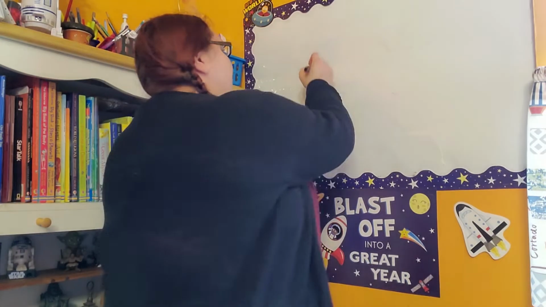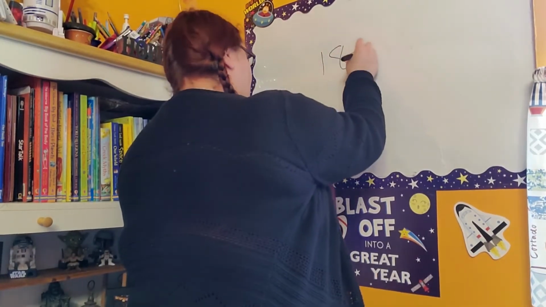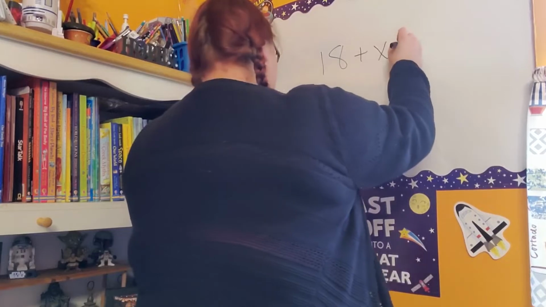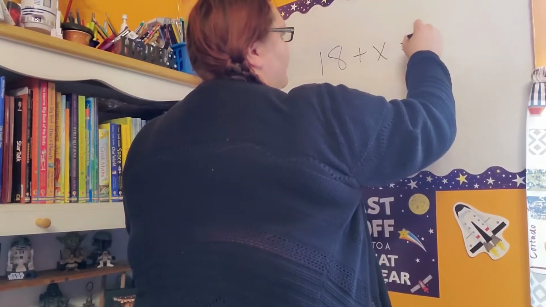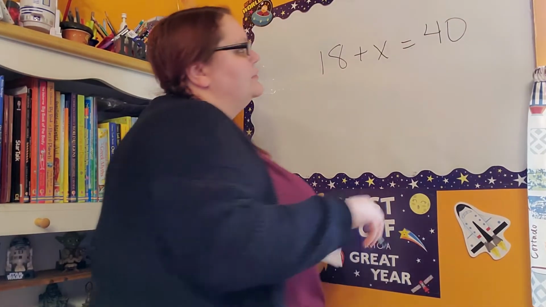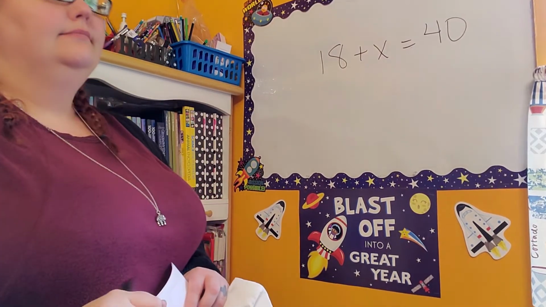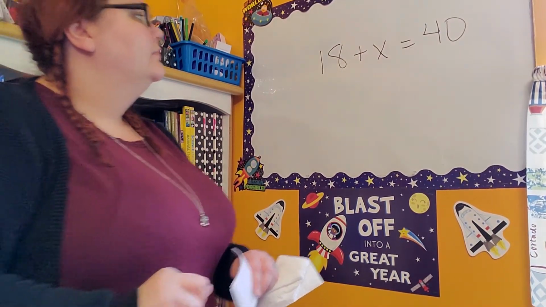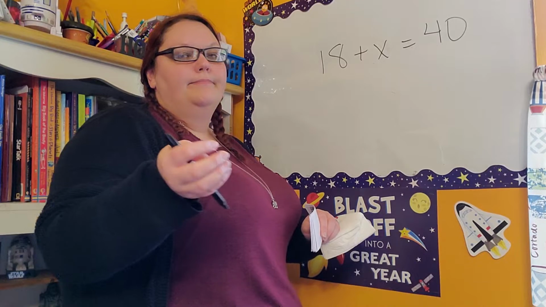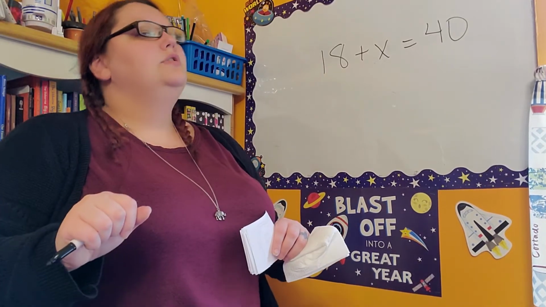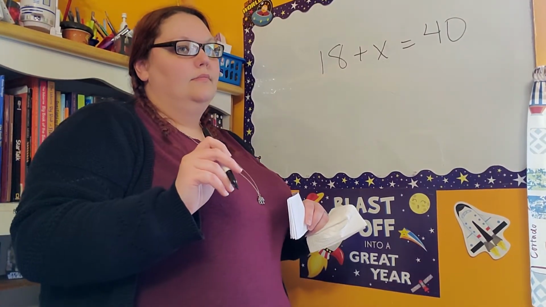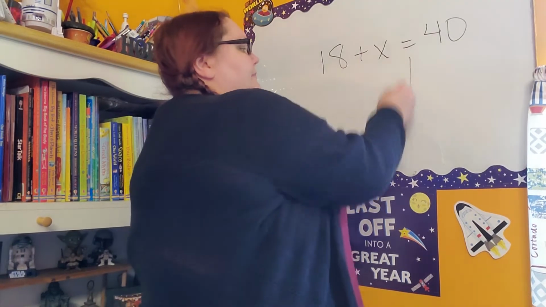All right, so 18 plus x equals 40. So, what's our first step? We have to... The line? Okay, we can't put the line yet. What's after that?